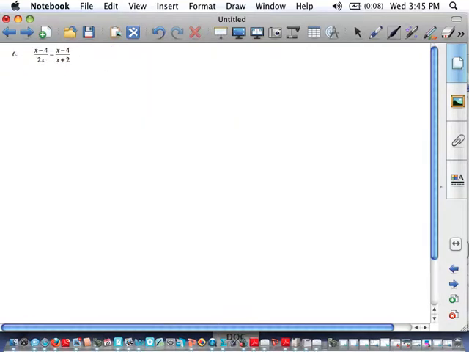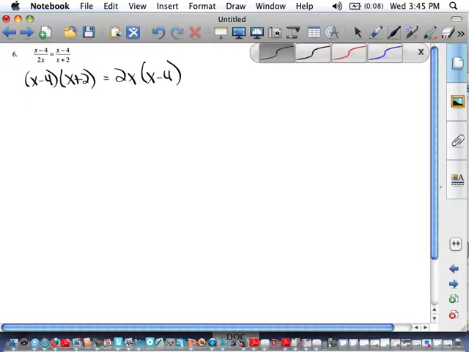Number 6, this one's a little tougher because you're going to get a quadratic and you're going to have to factor it. So when you cross multiply here, you have x minus 4 times x plus 2 is equal to 2x times x minus 4. Remember, you're going to FOIL. Don't forget, on the left-hand side, you're going to FOIL.